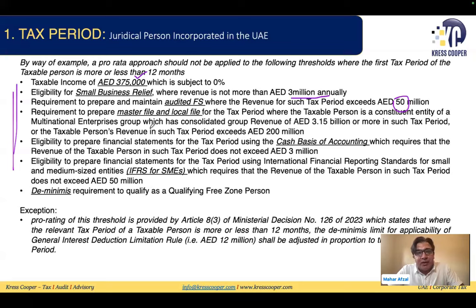De minimis requirement: the law says your non-qualifying income should not be more than 5% of your total income. But some income that is subject to the straightforward 9% is not part of the income while applying this threshold.